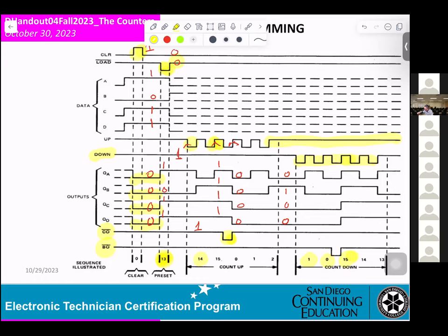Then CO goes low, just to tell people, okay, I already counted up to 15. Looking at the carry out, I see it go to zero, so I know the counter already reached 15. Then it goes back high.